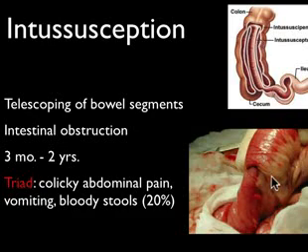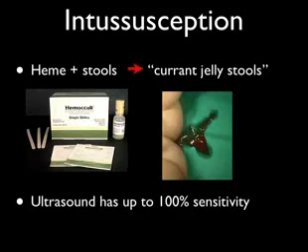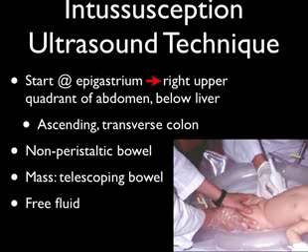And this is what it looks like when you're in the operating room and you're demonstrating it in real time. It causes full-blown intestinal obstruction, so patients come in with, not surprisingly, the triad of colicky abdominal pain, vomiting, and bloody stools. Unfortunately, that classic triad, like all classics in medicine, is only present about 20% of the time. The typical age range is 3 months up to 2 years. There is something called currant jelly stools, where you have blood plus poop. It comes out looking like this, currant jelly. And luckily, ultrasound is very, very good with intussusception. It's got about 100% sensitivity to pick it up.